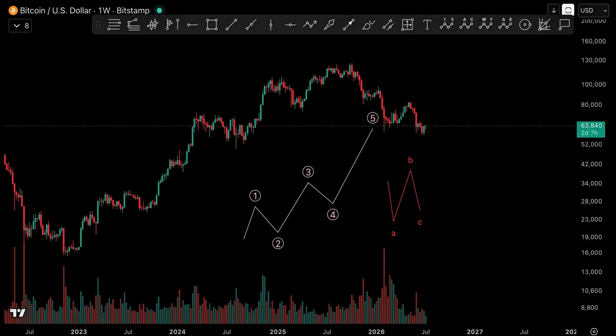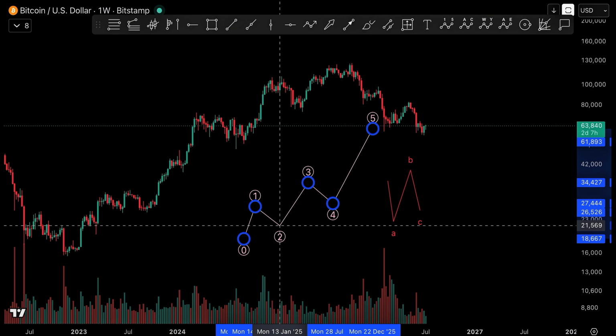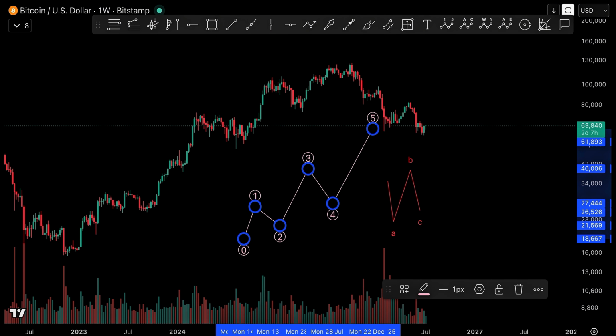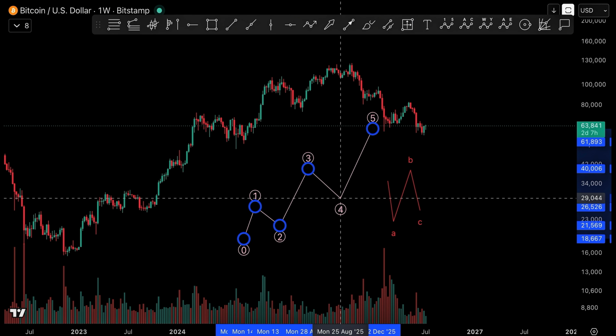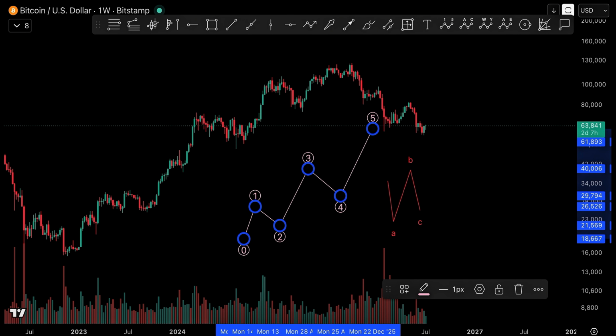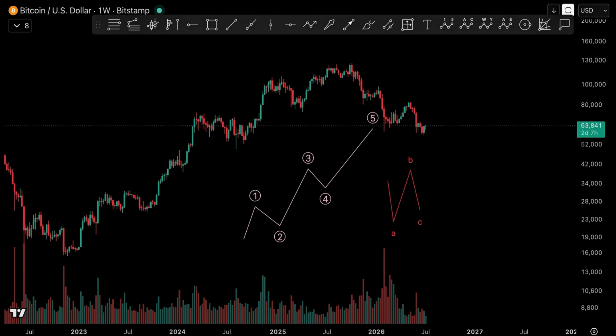For example, let's say this wave 2 is slightly larger. The wave 4 should be larger or equal to this wave 2. It could be 1.5 or 2 times larger than the wave 2, but it cannot be smaller than the wave 2. So this is another rule in Elliott wave impulsive 5 waves move up.